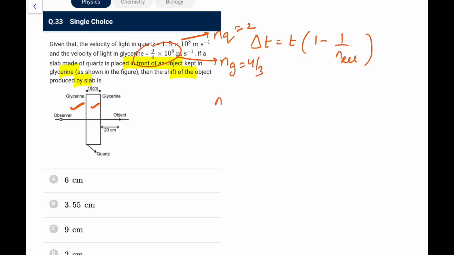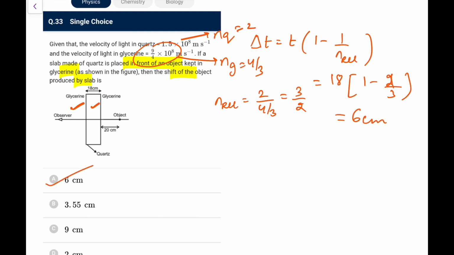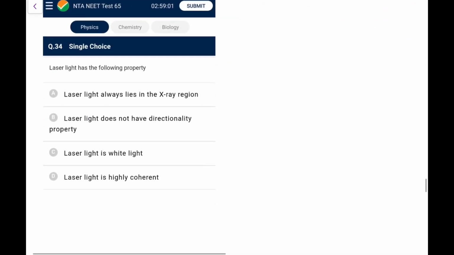So what would be n relative? n relative would be 2 upon 4 by 3. So that comes out as 3 by 2. So if I solve it, T is 18. 1 minus 1 upon 3 by 2 will become 1 by 3. That is 18 into 1 by 3. That will come out as 6 centimeter. So shift is going to be 6 centimeter. We have done such question before.